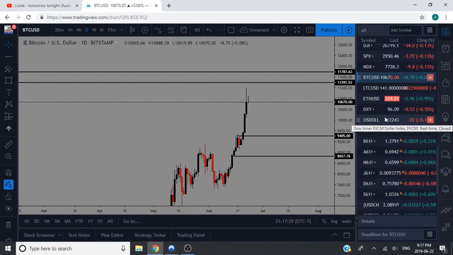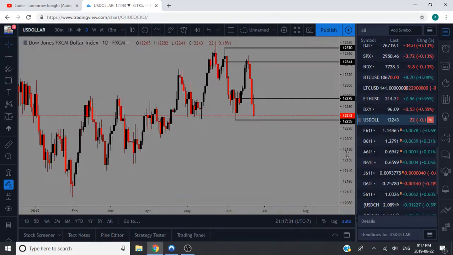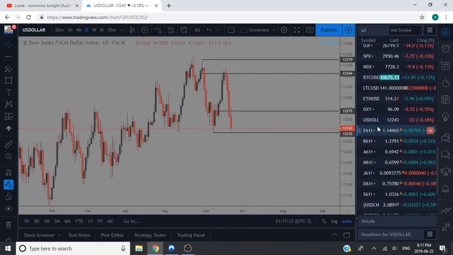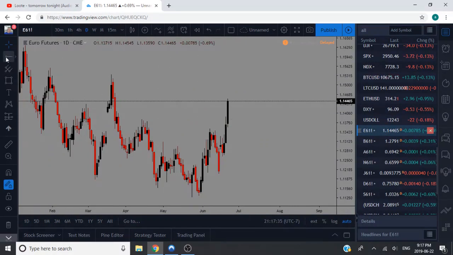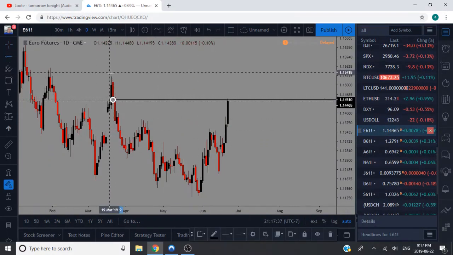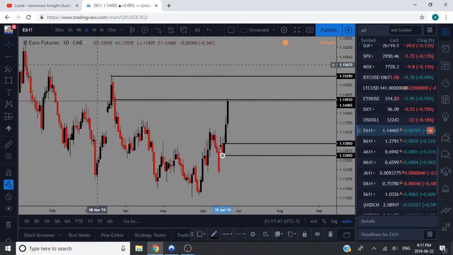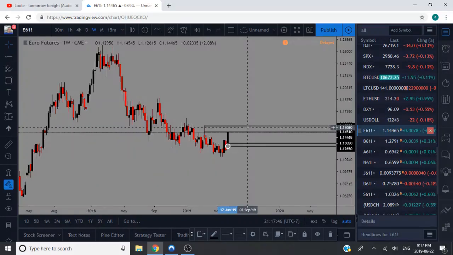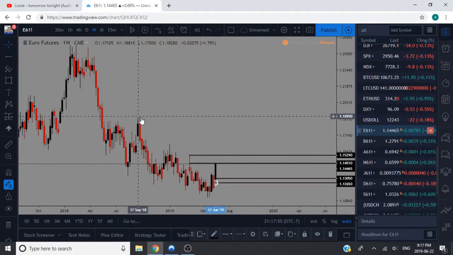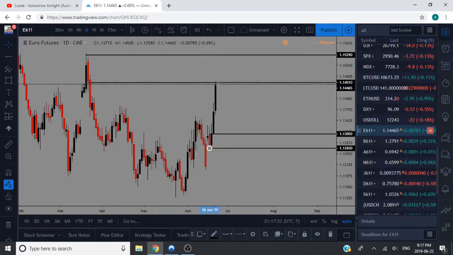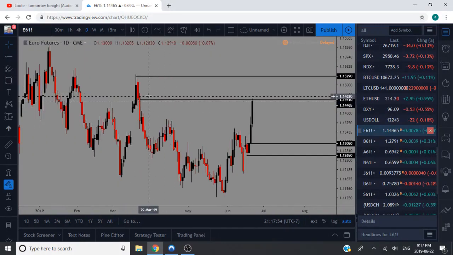So let's check out the currency index really quick. We already talked about the US dollar, so we'll keep going on. The euro is coming up into supply. This is the daily chart, and demand wouldn't be till down here. We'll check out the weekly chart too. We really don't have any weekly supply till up here. So anything would be daily income trades, looking for a counter trend.